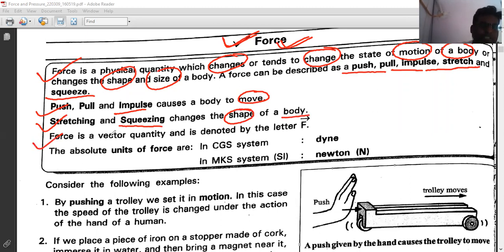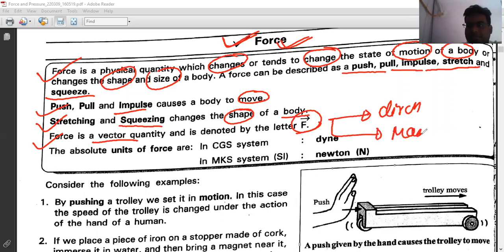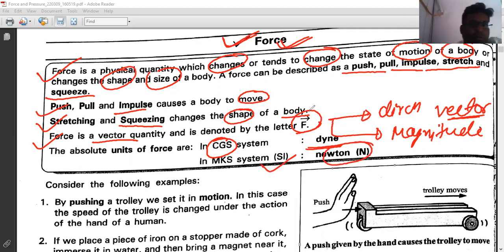The next point is force is a vector quantity. It is denoted by F bar. So it has both direction as well as magnitude. That is called a vector quantity. Force is a vector quantity because it has both direction and magnitude. The absolute unit of force in CGS is called dyne, and in MKS it is called Newton. So read these points for force.